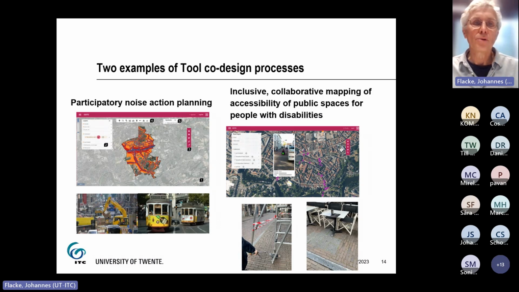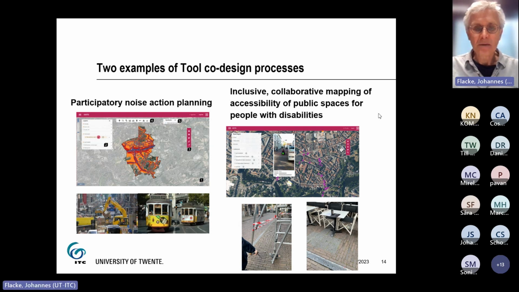The first one was a PhD project that we did with a PhD student over the last five years, until last year. It was on co-designing a tool for participatory noise action planning. My second example that I will present today is a study that we conducted in the last year in our lab. It's on inclusive collaborative mapping of accessibility to public spaces for people with disabilities. I will explain more details when I come to these two case studies and how we organize the co-design, because we organize it significantly differently in both cases.